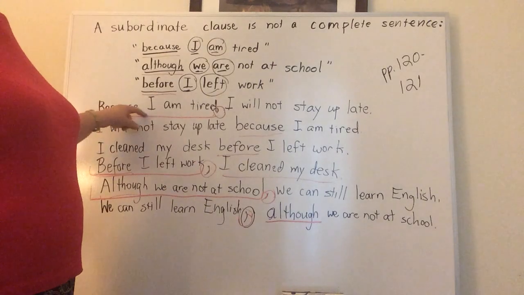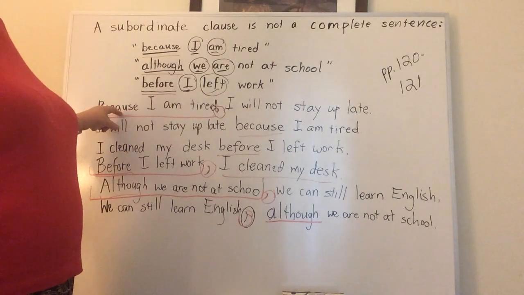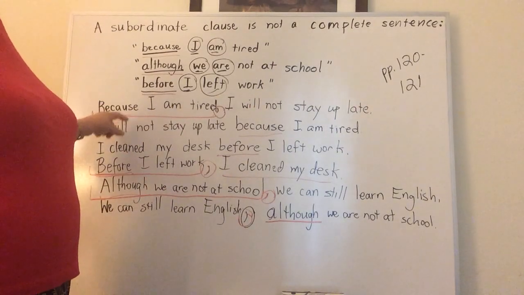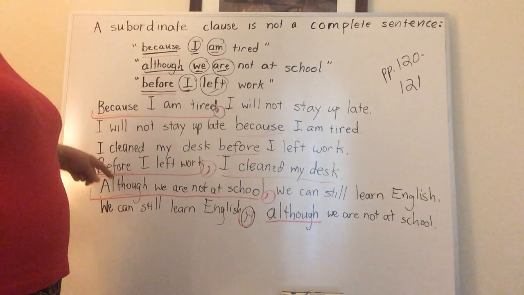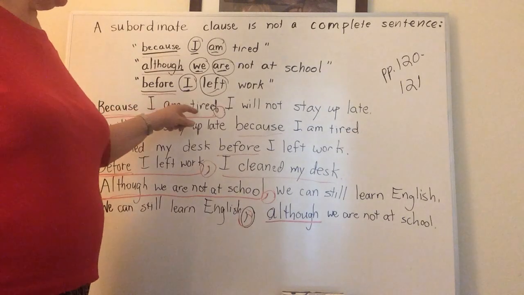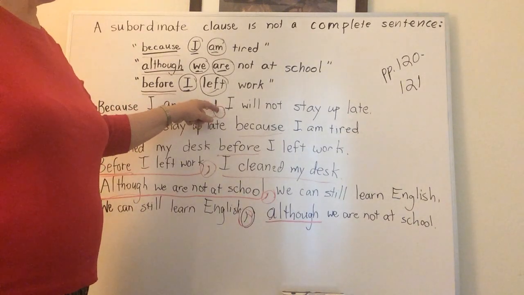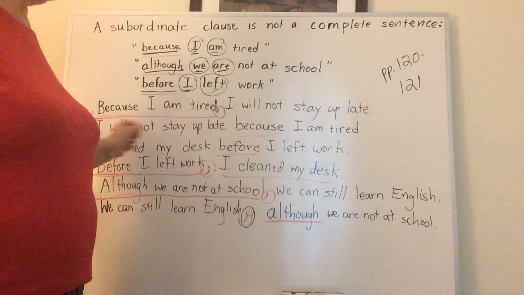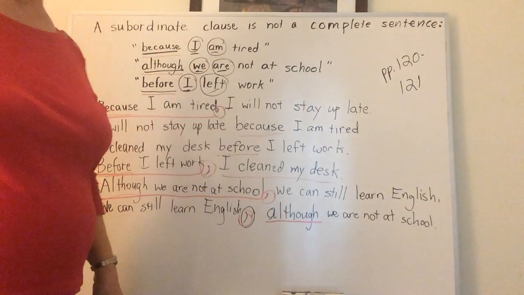If the subordinate clause, which begins with a subordinating conjunction like because, or before, or although, or many others, because I am tired comes first in the sentence, there is a comma. If it comes second, we don't need the comma.